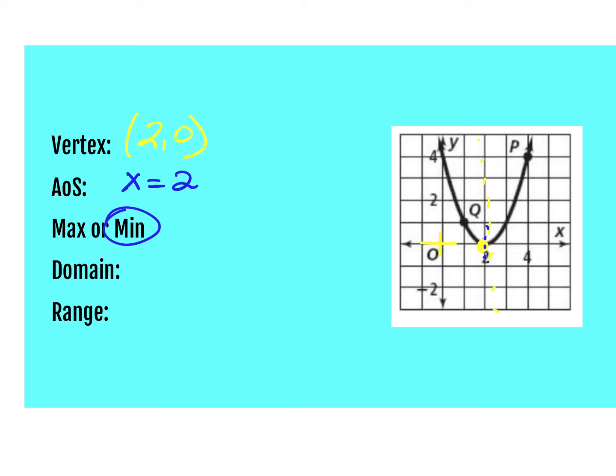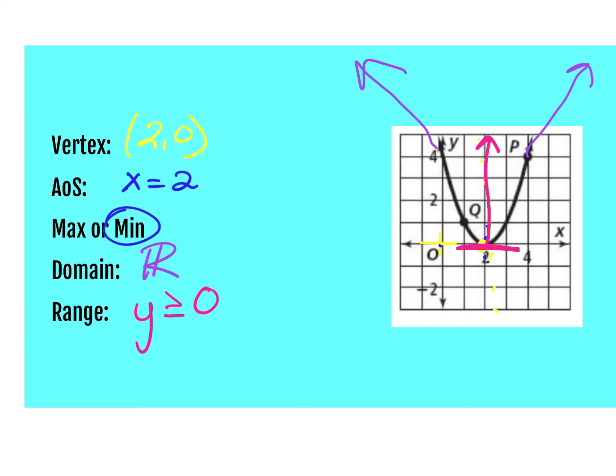So let's go ahead and do the range first. So the minimum is here. So we're looking from here up, right? So in this case, it's all the y values that are greater than or equal to 0. When we talk about the domain, these again continue in both directions. So this would be all real numbers.